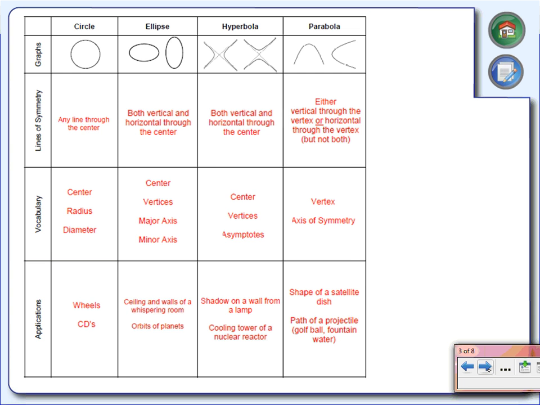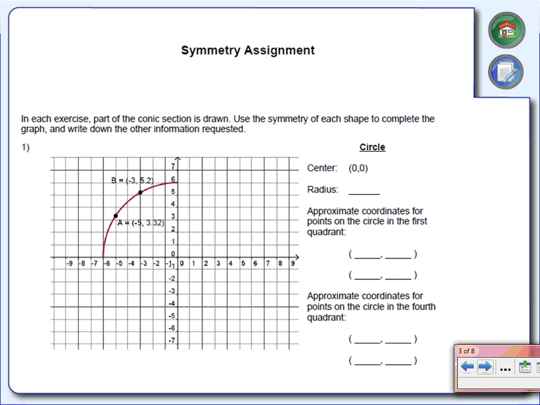Today what we're going to do is focus in on the lines of symmetry in each of these conic sections. So up at the top it says, in each exercise, part of a conic section is drawn. Use the symmetry of each shape to complete the graph and write down the other information that's requested. So here they give us part of a circle, and they tell us that the center of this circle is at 0, 0, which of course is right here.